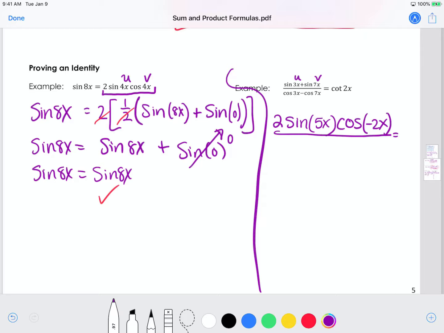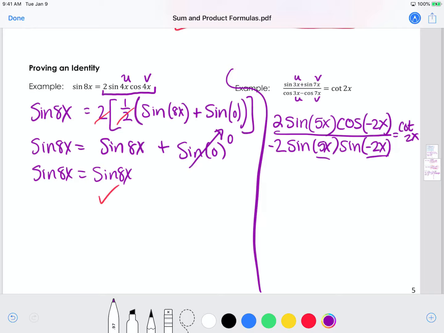Then, to rewrite the denominator, I'm going to use the formula where this is u and this is v. And I'm going to get negative 2 sine of 5x sine of negative 2x. And I want to show that that's all equal to cotangent of 2x. And I got this 5x because I took u plus v and divided by 2. And then I got the negative 2x because I took u minus v and divided by 2.